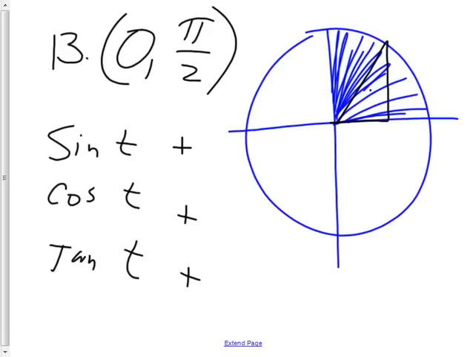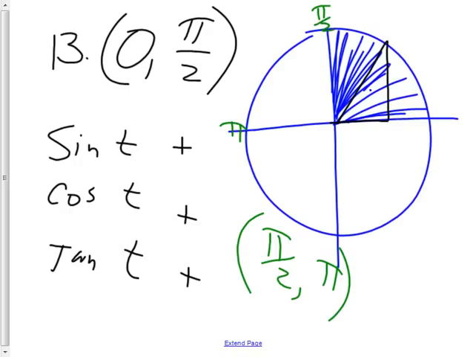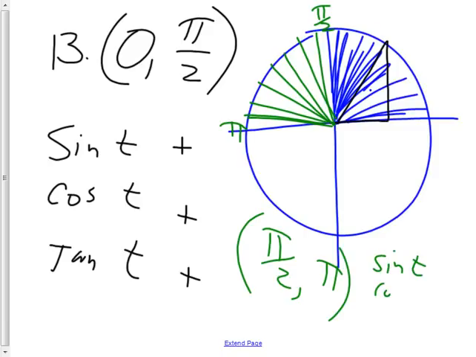Let's just look at a different interval. Let's say the problem had said between pi over 2 and pi. Well, where's pi? Pi's right there. And here's pi over 2. So in the green zone here, do I have some negative numbers involved? Yes. So the question would be, is sine positive in this zone? Is cosine positive in this zone? Is tangent positive in this zone?